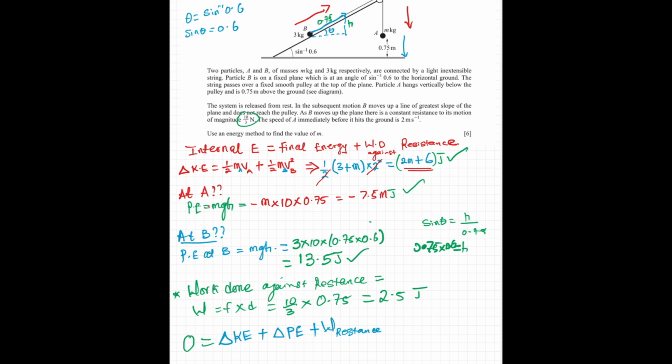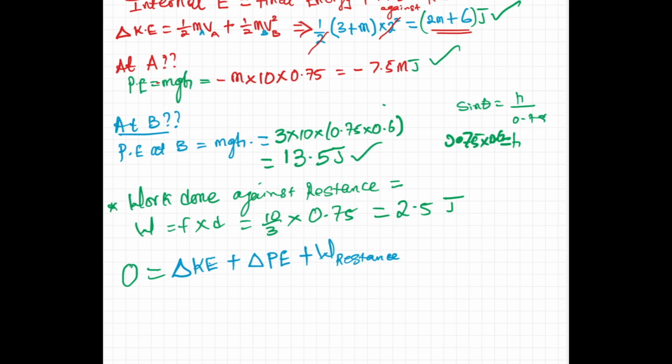So final energy is potential energy plus kinetic energy, then work done against resistance. So 0 is equal to, for kinetic energy, I had 2m plus 6. For potential energy, I had 13.5 minus 7.5m, then plus work done against resistance 2.5.